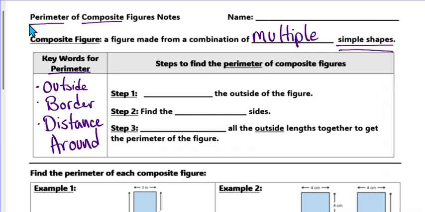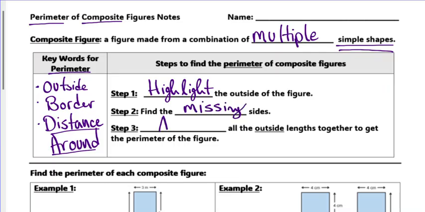So our steps for finding perimeter for composite figures, essentially we just want to add up all of the sides. That's going to tell us the entire distance around a shape. But there's going to be some missing sides that we need to find first. So we're going to highlight the entire shape before we do anything. Highlight the outside of the figure, just to make it clear what we're going to be adding up and what sides are missing. And then we're going to find those missing sides, and then we will add them up. You add up all the outside lines together to find the perimeter.